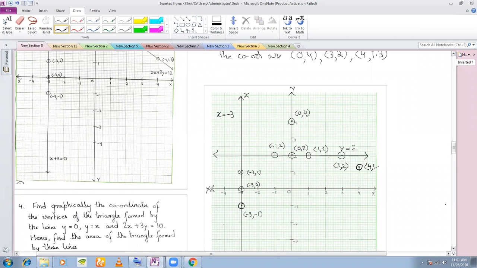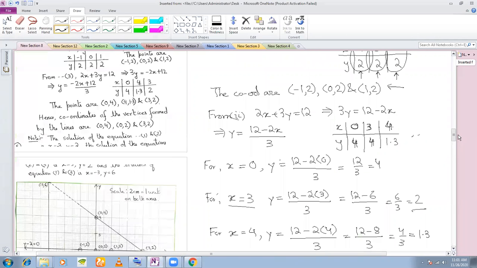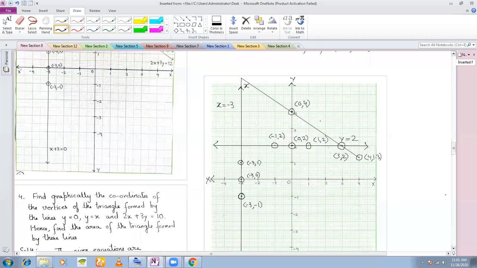Any question or any problem with this plotting? No problem. Now you join these points with the help of a straight line, and you extend this line so that they intersect. So that is our line. The equation of this line is 2x plus 3y is equal to 12. That's it. We have drawn the 3 lines.